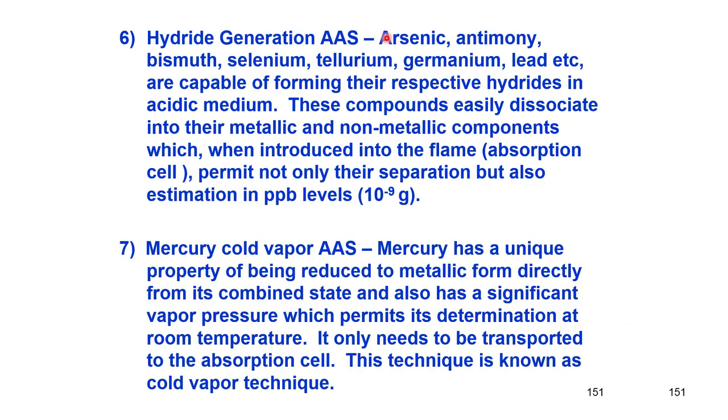You pass nitrogen through the sample, all these hydrides are vaporized and come out of the system as gas. And this gas is introduced into the graphite furnace or flame or whatever it is, and all the other remaining substances which do not form hydrides except these 6, they will remain in the solution. So, it is a very beautiful technique for the determination of arsenic, etc. And these compounds, when you heat them to around 1000 degrees, all the hydrides will decompose and give the metallic elements in the ground state. Very important, do not forget the ground state. So, when introduced into the flame, they permit not only their separation, but also estimation at parts per billion level.